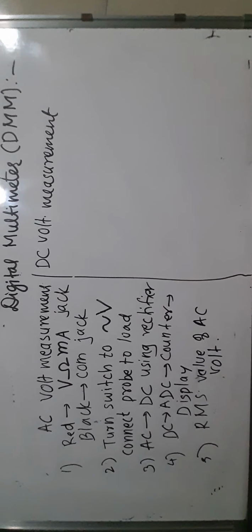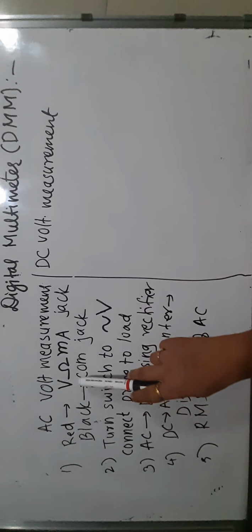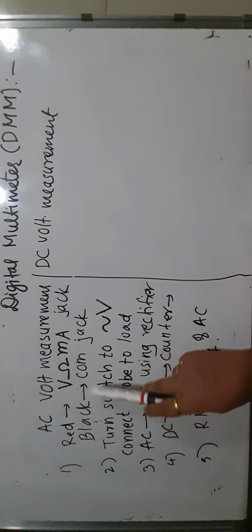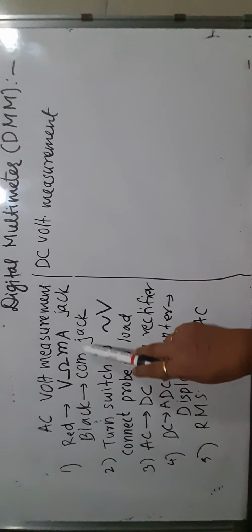In one exam there was a question on digital multimeter, like how AC and DC voltage can be measured, or how AC and DC voltage measurement is done in DMM. DMM means digital multimeter. So for AC voltage measurement, what is the procedure? First we have to insert the red probe in the volt ohm milliammeter jack, and the black probe in the COM jack.